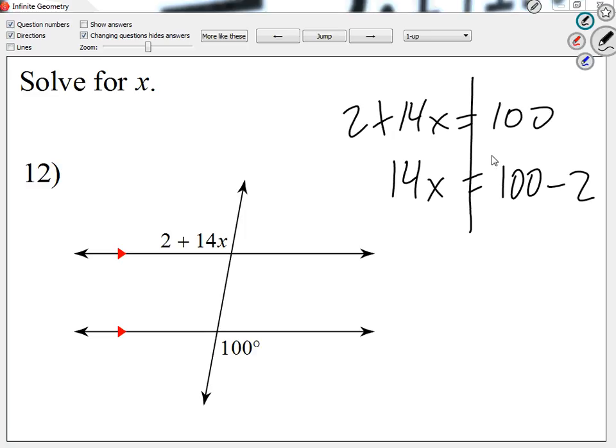Well, like you mean negative 2 plus 100? Yeah, that's the same thing. Alright, so on the left side, I just have 14x. What do I have on the right? 98. And then just like your algebra teacher told you, if the x is not by itself, divide both sides by that number. So let me divide both sides by 14. How big is x? 7.